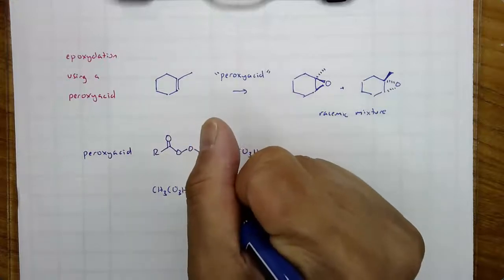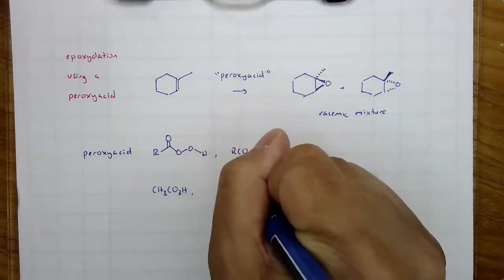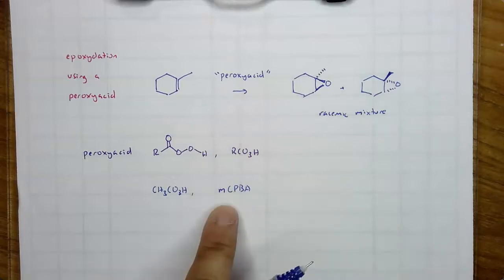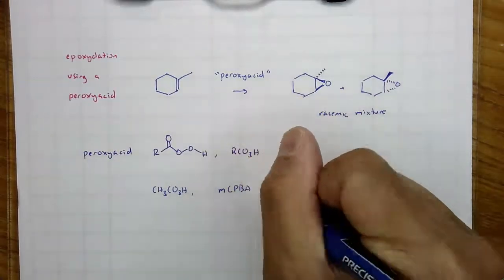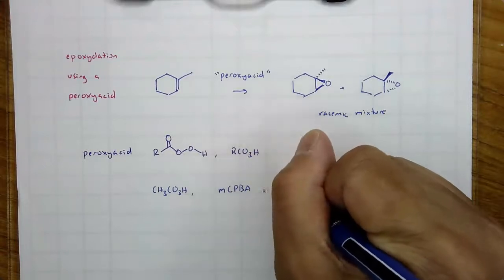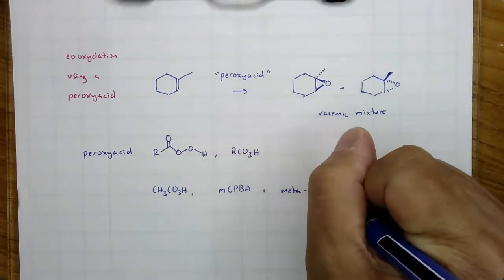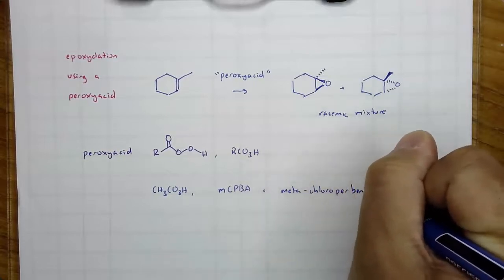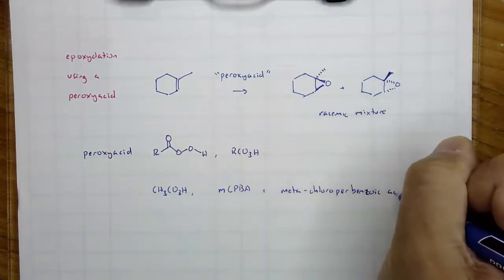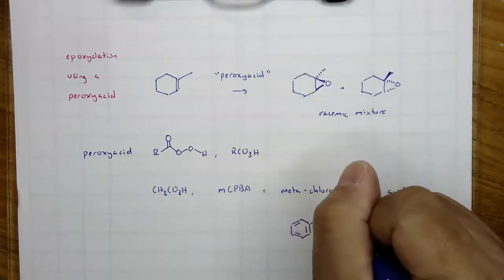The most popular peroxy acid, though, is this mCPBA. And you are allowed to give those letters if you're using this in the synthesis. But that is meta-chloroperbenzoic acid. So it's a benzoic acid, except it's a peroxy acid analog.